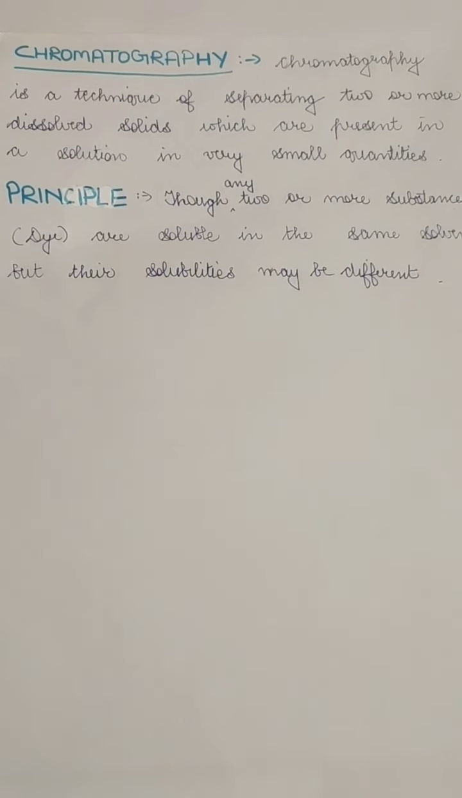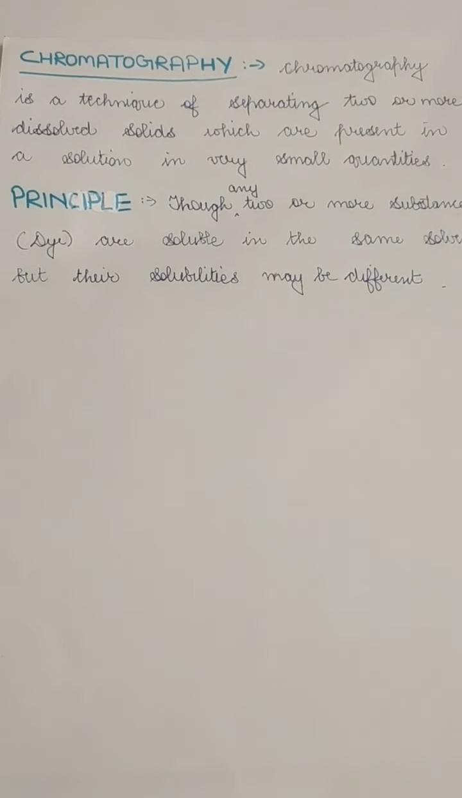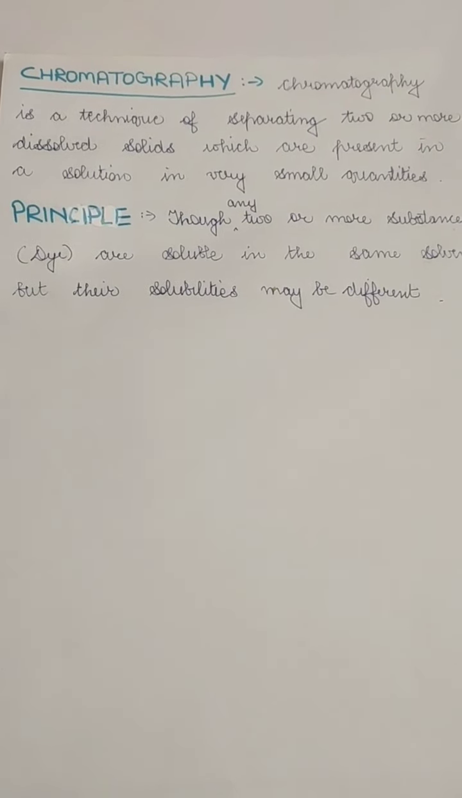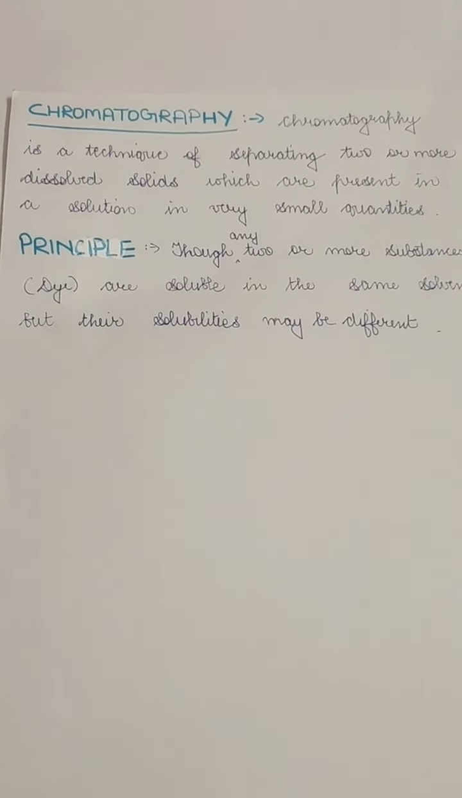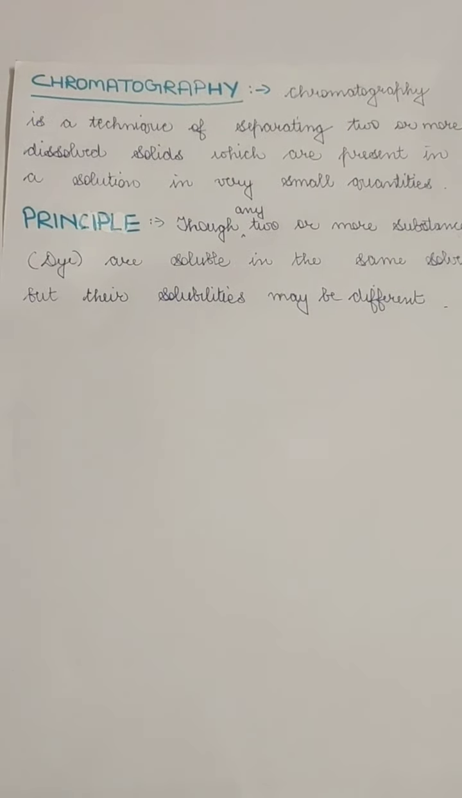Since we were doing chapter number 2 of our chemistry portion, that is Matter Around Us Pure, and in that chapter we have completed quite a few topics. So today we're going to cover the topic called chromatography. Chromatography is a technique of separating two or more dissolved solids which are present in a solution in a very small quantity. There are many types of chromatography, but the simplest form is paper chromatography.